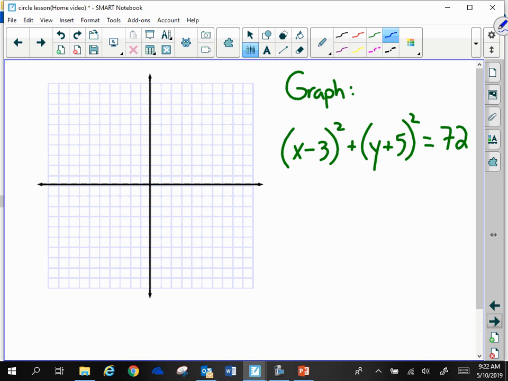Alright, coming up here and graphing this one right here, tell your neighbor next to you right now, where is the center going to be located? Okay, so we have 3, negative 5, so I'm over here at 3, down 5. Label that 3, negative 5. Tell your neighbor next to you, what's the length of the radius going to be?